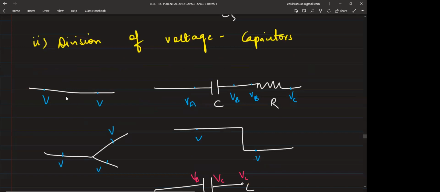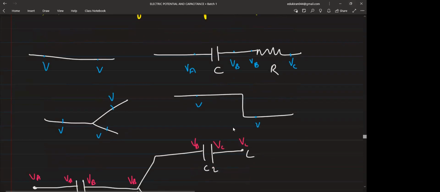In case of voltage, in a straight wire, nothing occurs. Branching also doesn't affect voltage. See, V everywhere, V. How are voltages divided? As soon as a device enters, on one side of the device the voltage is different, and on the other side of the device the voltage is different. Like this is a capacitor, this is a resistor. So on both sides the voltages are present and they are different.